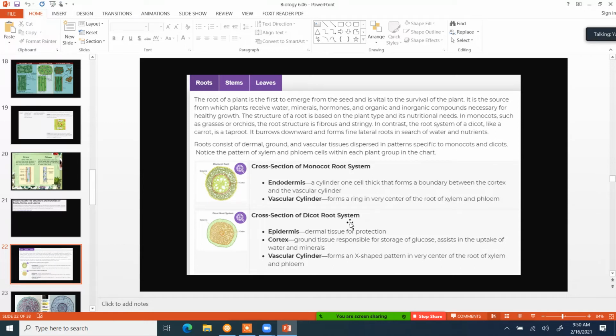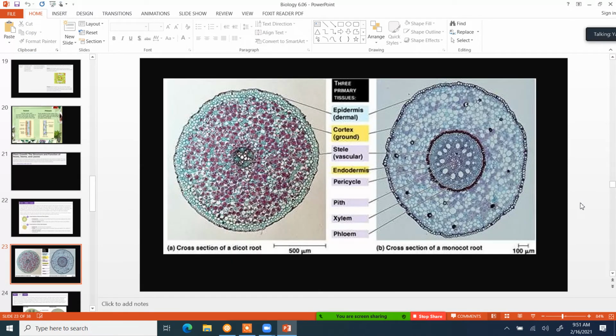Both of them have an epidermis. Let's go to the next picture because this one is not going to show as well. Over here we have monocots on the right and dicots on the left. On the outside, remember we have the dermal tissue, the epidermis, just for protection. Now in the monocot, you also have something called an endodermis. That's not really present in a dicot.